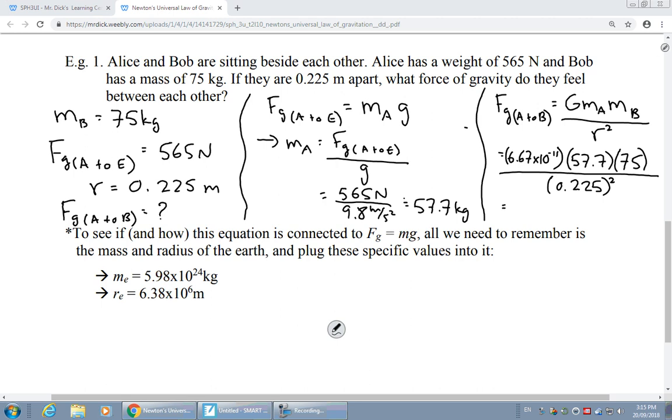And our answer that we get should give you some indication as to why Alice and Bob aren't actually getting pulled towards each other, even though they're fairly close by. Because the answer we get is approximately 5.7, and I'm going to put it into scientific notation, times 10 to the negative, oopsie, not negative 11, but times 10 to the negative 6 newtons. So that is an incredibly tiny amount of force.